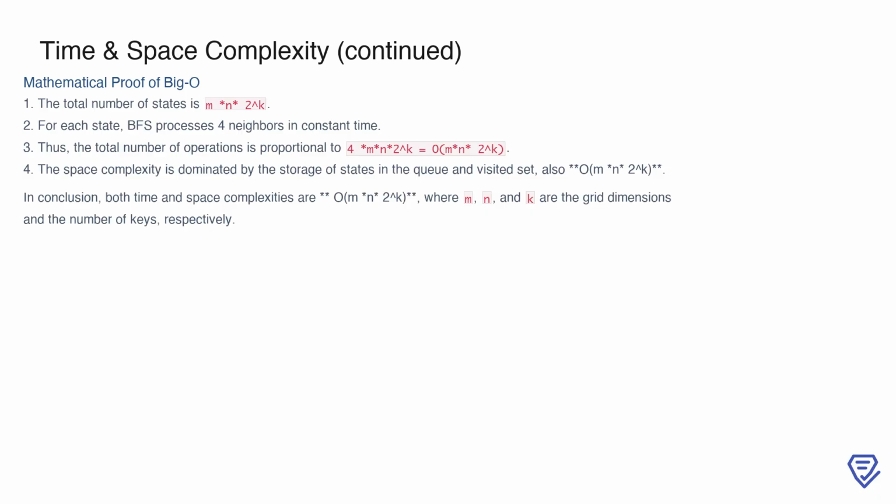On the space side, the dominant factors are the BFS queue and the visited set, both of which also require O of m times n times 2 to the power of k space. In conclusion, both the time and space complexities are O of m times n times 2 to the power of k, where m and n represent the grid dimensions, and k denotes the number of keys.